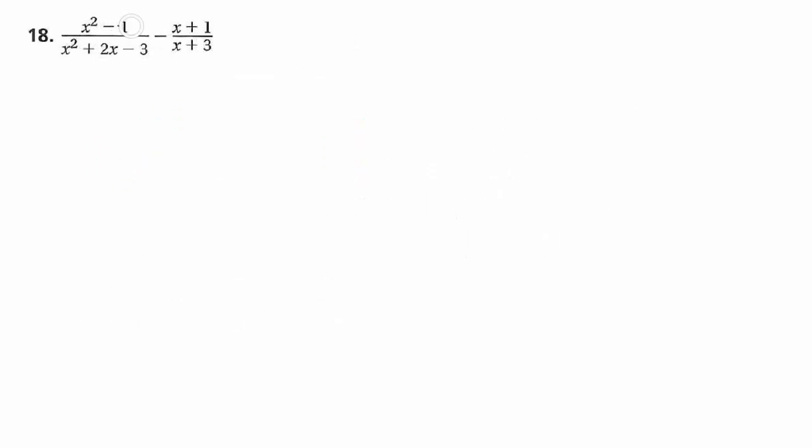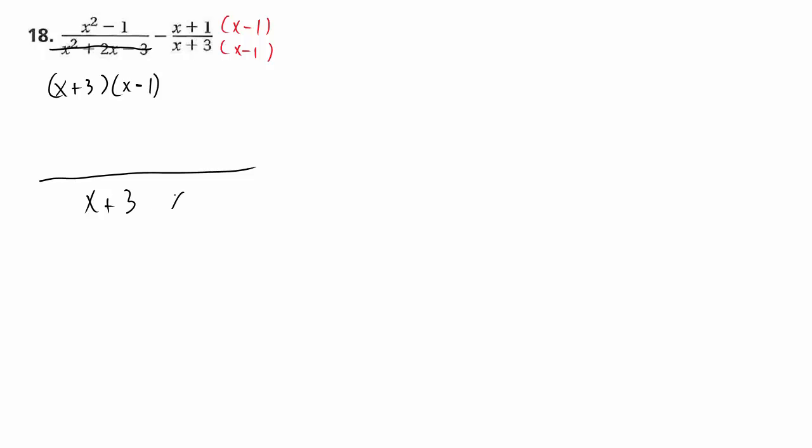Okay, for number 18, so first thing I'm going to do is I need common denominators because I'm adding two fractions. So I'm going to factor this denominator here. So this is x plus 3 times x minus 1. So now that I've factored that, I'll cross that out. And I can see that the common denominator is just these two factors. This second fraction has one of those factors, but it doesn't have the x minus 1. And so the common denominator is x plus 3 times x minus 1. I only have to write that once. No need to write it twice.